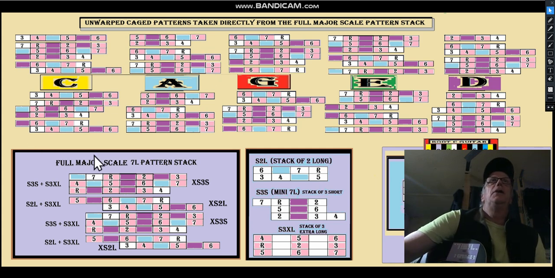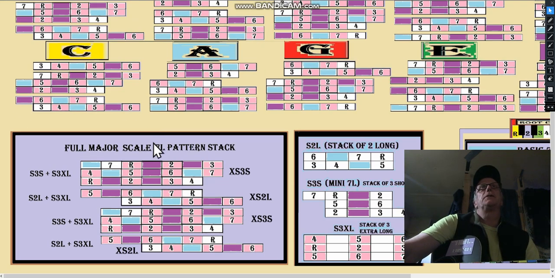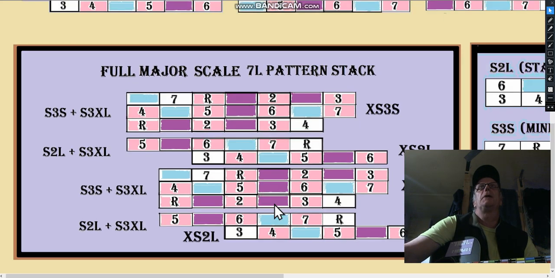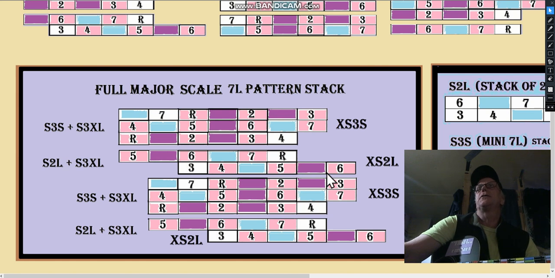In this chart, we have our major. We were just talking about this guy, right? We know what it is. I can see immediately I'm looking at 3 3, 6 6, 2 2, 5 5, and R R. Those are the five beginning notes for each of the cage shapes.